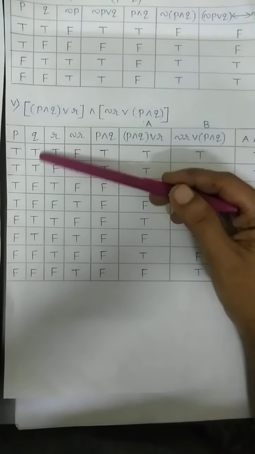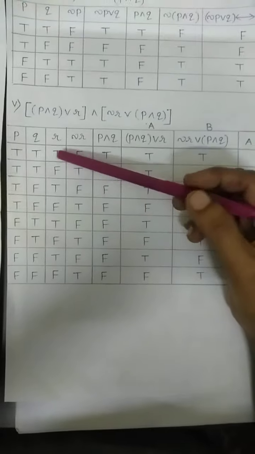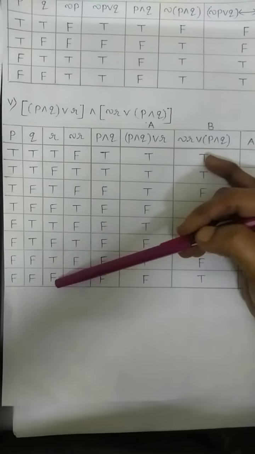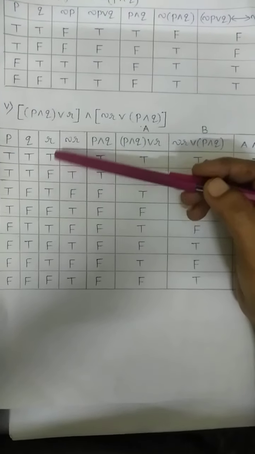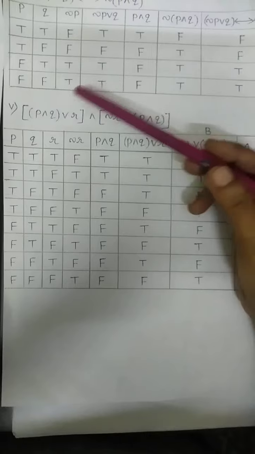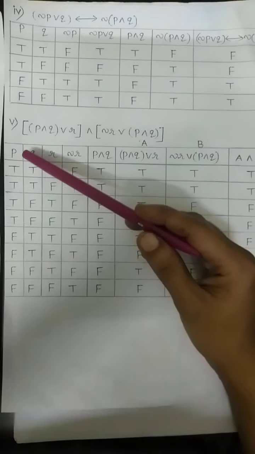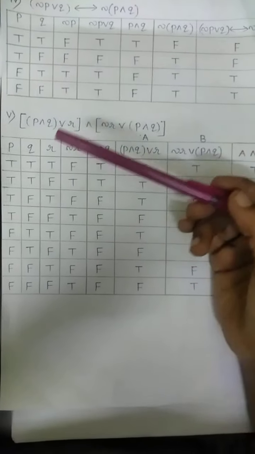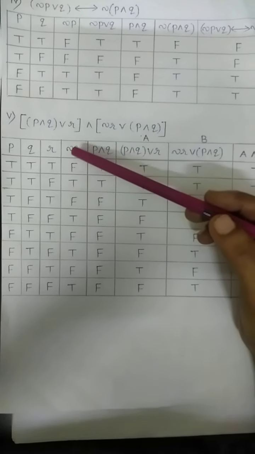Column Q will be T, T, F, F, T, T, F, F: 2 times T, 2 times F. And column R will be T, F, T, F, T, F, T, F: 1 time T, 1 time F. Whenever three statements are given, these three columns P, Q and R will be fixed. Now see how many more columns we require.